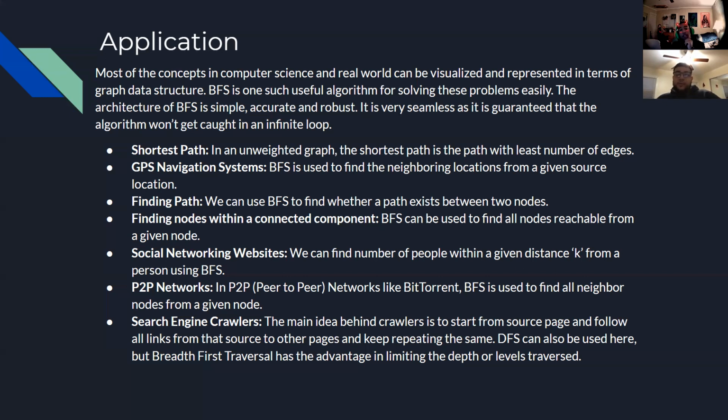Social networking websites as well. We can find the number of people within a given distance K from a person using breadth first search. P2P, peer-to-peer networks like BitTorrent: BFS is used to find all neighboring nodes from a given node. Search engine crawlers: the main idea behind crawlers is to start from a source page, follow all links from the source to other pages, and keep repeating the same. DFS can also be used here, but BFS has the advantage in limiting the depth or levels traversed.